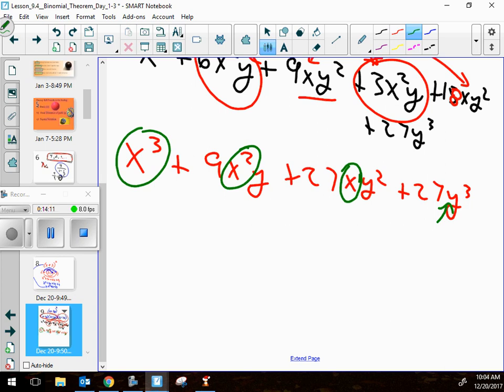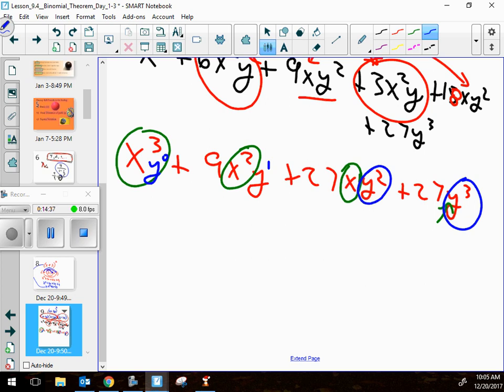How about the y's? Couldn't you kind of argue there's a y to the 0 here? Yeah, because that's like 1. Okay, and then y to the 1, y to the 2, y to the 3. Seems like a pattern we could go with for our binomial theorem, the way to do this without having to multiply all that out. Okay.